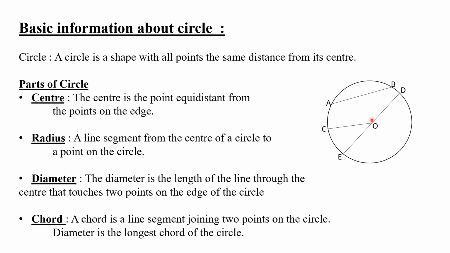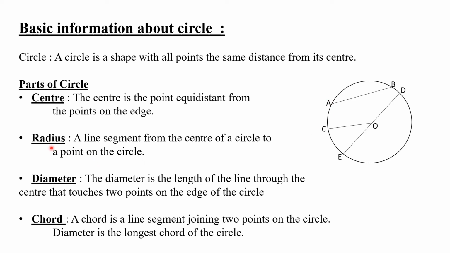Now we see parts of the circle. So first part is center. Here O is the center of the circle. The center is the point equidistant from the points on the edges. Center means a point equidistant from all the points present on the edges of the circle.